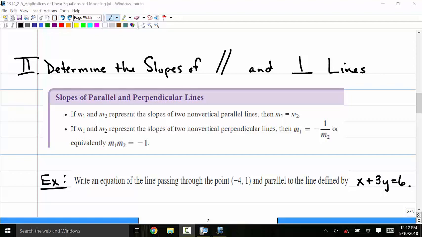Next topic is to talk about the slopes of parallel and perpendicular lines. This is shorthand for the word parallel. This is shorthand for the word perpendicular.